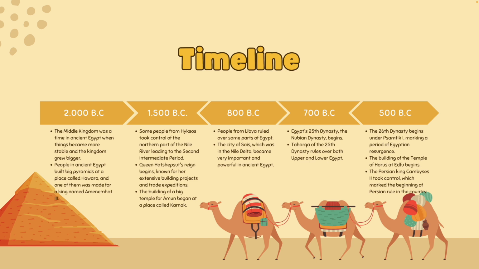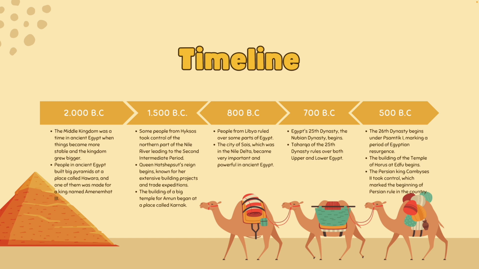And because of this, people in ancient Egypt built all these massive pyramids. Can anybody see what a pyramid looks like? It's a triangle. They built this big pyramid at a place called Hawara, and one of them was made for a king known as Amenemhat the Third.